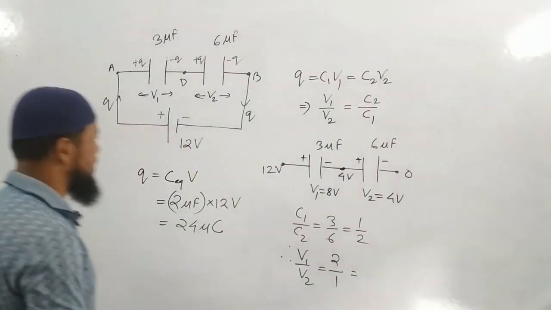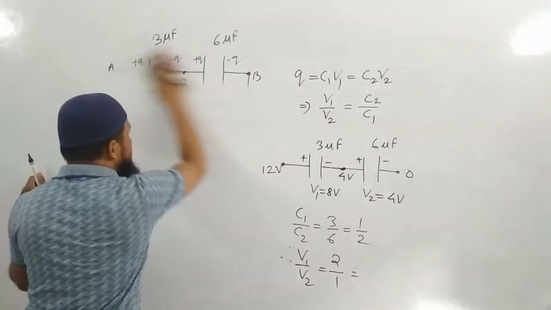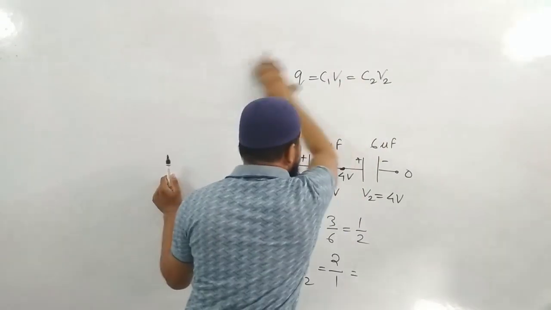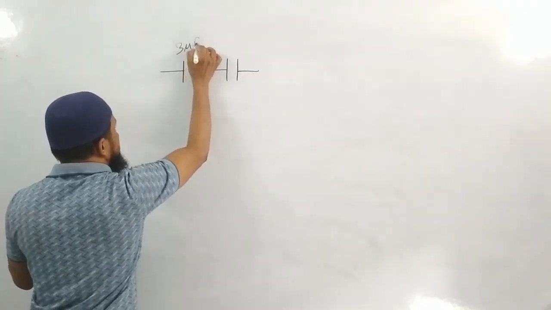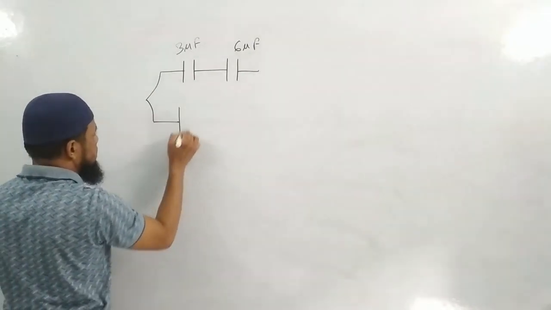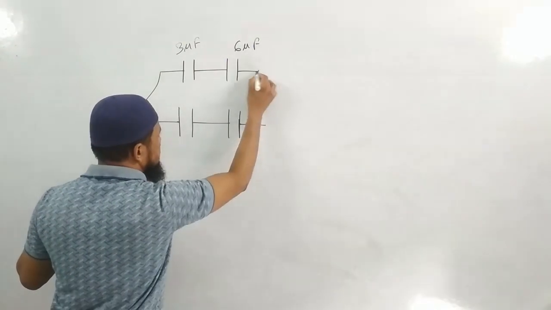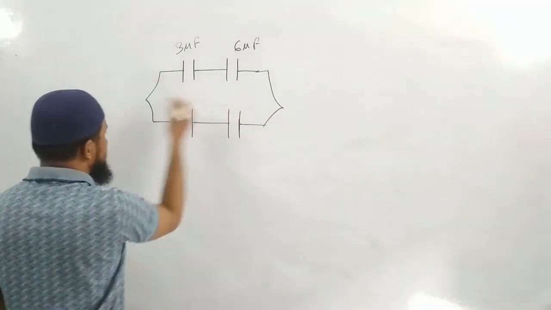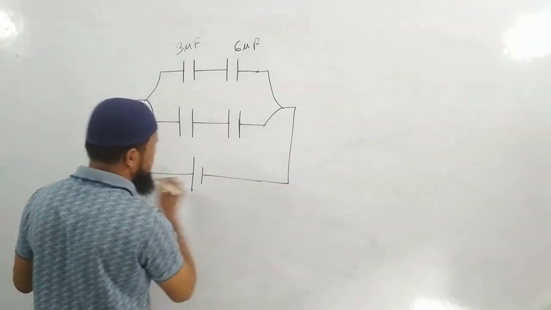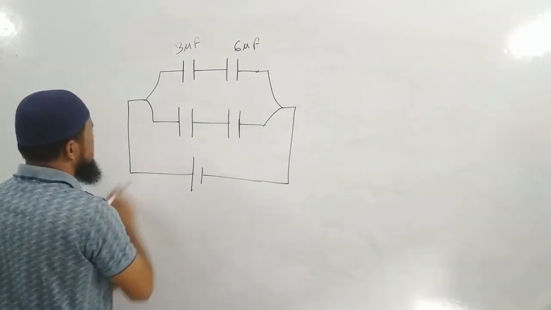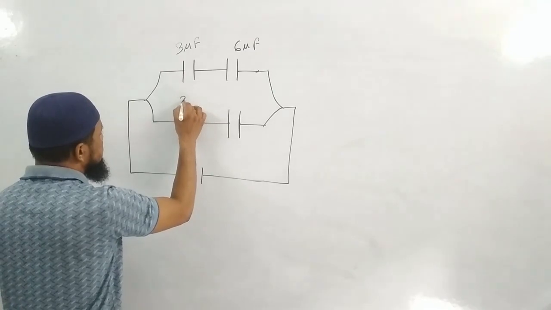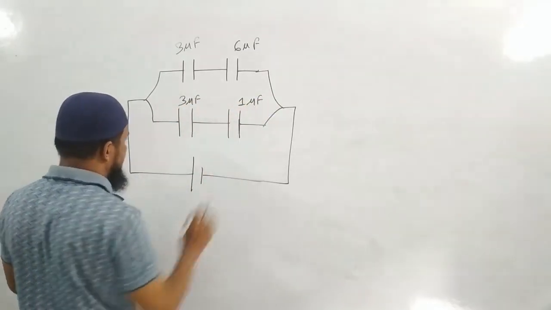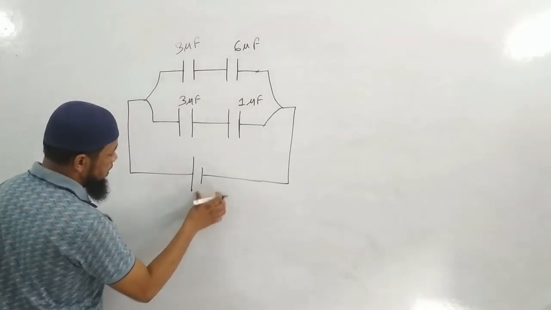Okay, keep this logic in mind. Now I'll keep on changing the problems. Let me take a similar question. In order to make it easier, I'll take 3 microfarad, 6 microfarad. I am taking this particular circuit, and 3 and 6, let me make it again: 3 microfarad and 1 microfarad. Let me connect a battery of 24 volt.